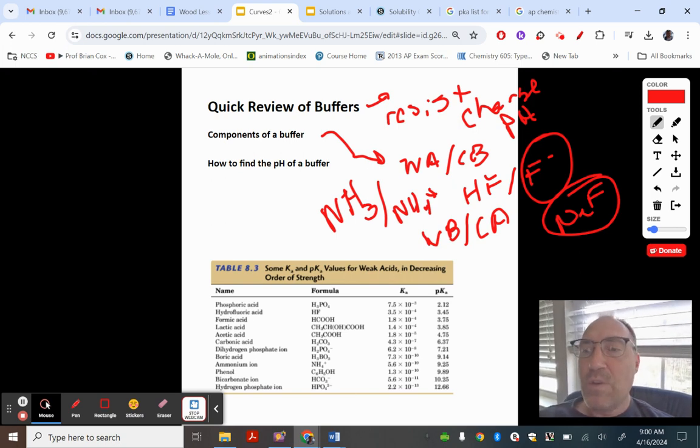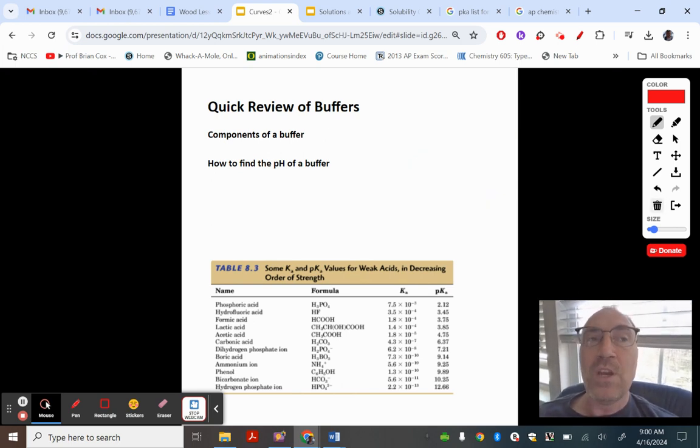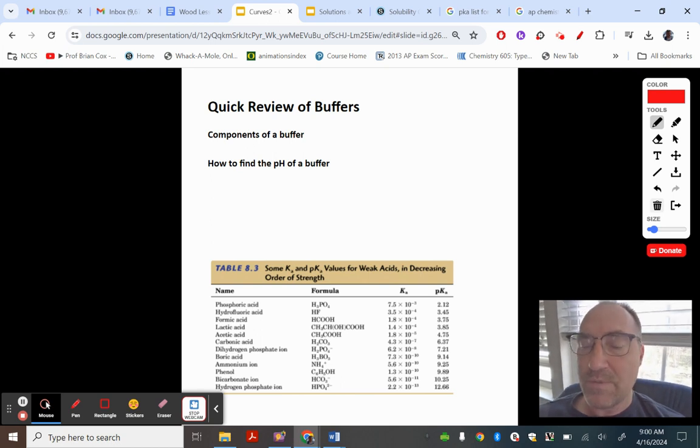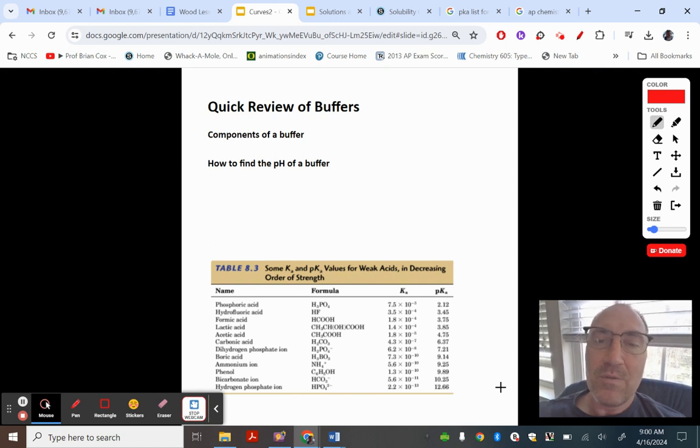So to know this, let me get rid of that for a second. The easiest way to do all of these, and normally you can solve these with ICE problems. But if it's a buffer problem, and you're going to know it's a buffer because it's going to be two things, I'm just going to do a real short one.